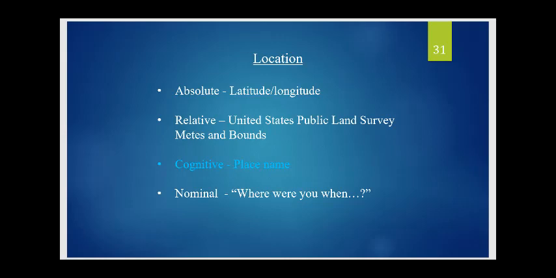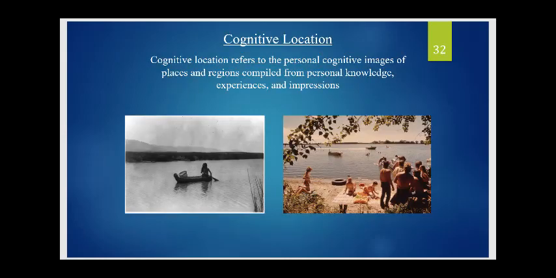Now we move on to cognitive location. Cognitive location refers to the personal cognitive images of places and regions compiled from personal knowledge, experiences, and impressions. For instance, Walker's Springs was considered an important fishing ground and source of food for the native inhabitants. Now, the same source of water is seen as a recreation area. So, while this is the same physical location, it's perceived differently based on how it is experienced.